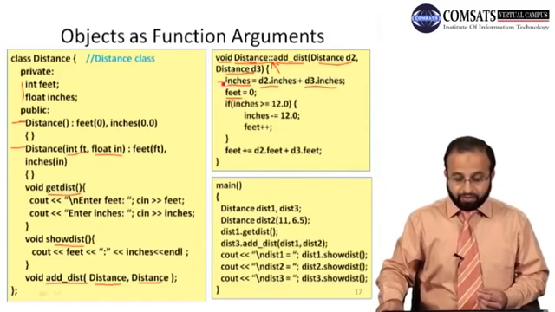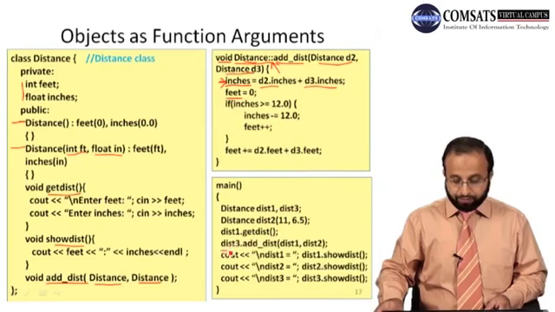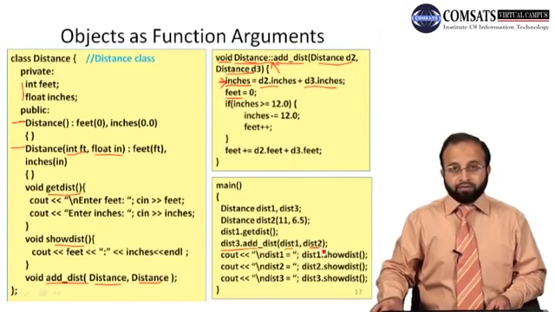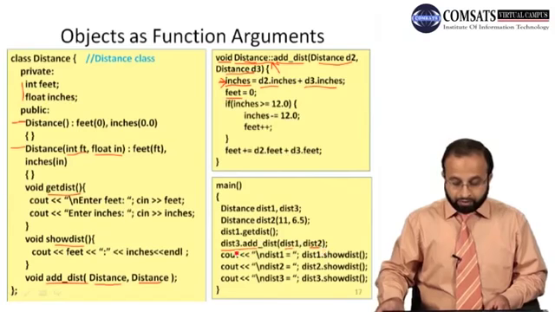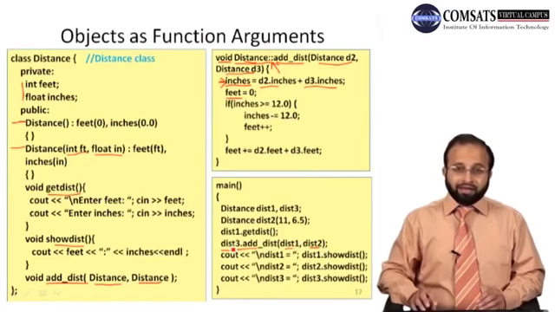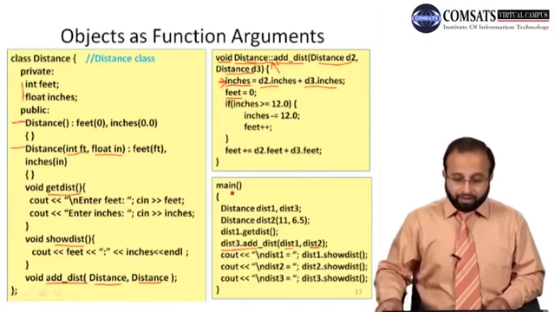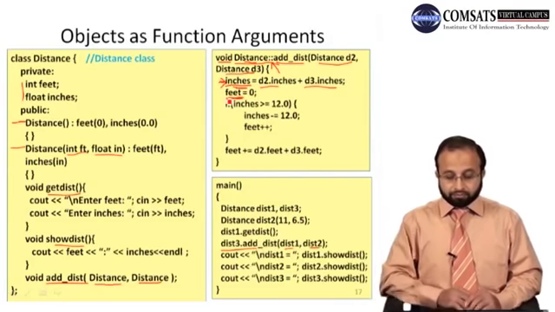So this inches is the private data member of the object with which you have called the addDest function. You can see over here you call the addDest function with the object dest3 and you are passing dest1 and dest2 objects by value to that function, right. So dest3 object's private data members are directly accessible within the class. So these are directly accessible in the form of feet and inches, okay.